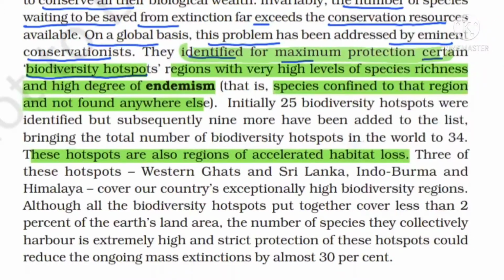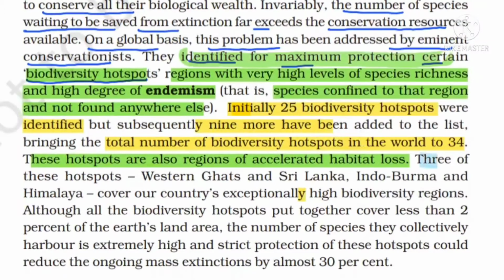I think now you are able to match from the NCERT. Initially, how many hotspots did they make? Initially, only 25 hotspots were made. Later on, 9 more were added. So now the total number of hotspots of the world is 34. Clear, beta? 3 hotspots are of India only. Which 3? Number 1, Western Ghats and Sri Lanka. Number 2, Indo-Burman. Number 3, Himalayas. They are covering our very rich diversity area.